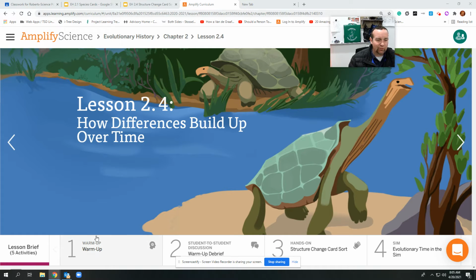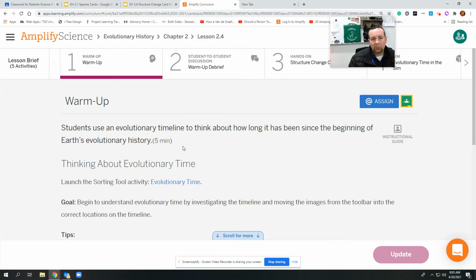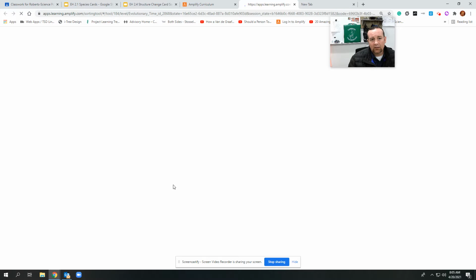Lesson 2.4, how differences build up over time. What we're going to be looking at here is this idea of an evolutionary time scale. So let's go ahead and look at this timeline. Go ahead and click this link here, and that's going to open up this sorting tool.